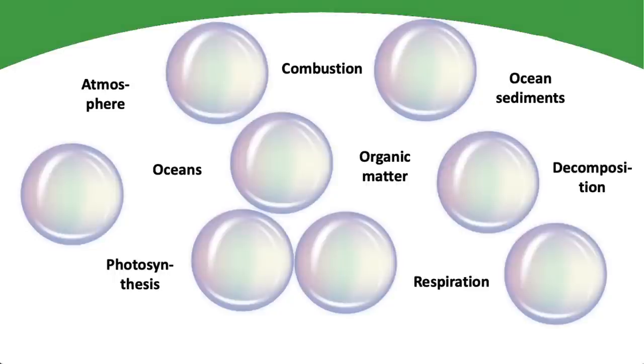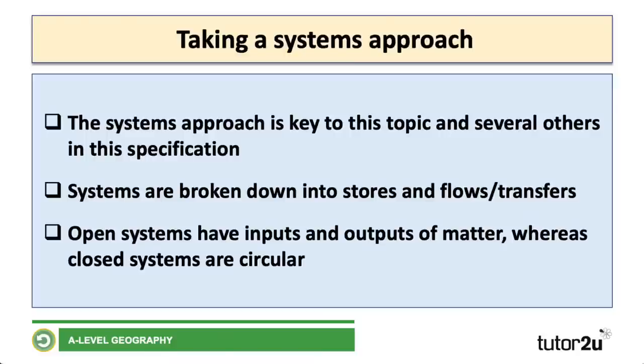Now, clearly there are a lot more than 8 different elements, inputs, outputs, stores and flows within the global carbon cycle. But thank you to everyone who's contributed. Brilliant. Over to you, Catherine.